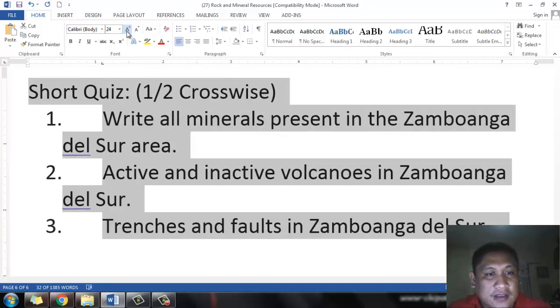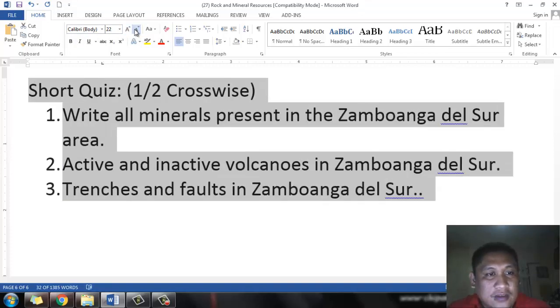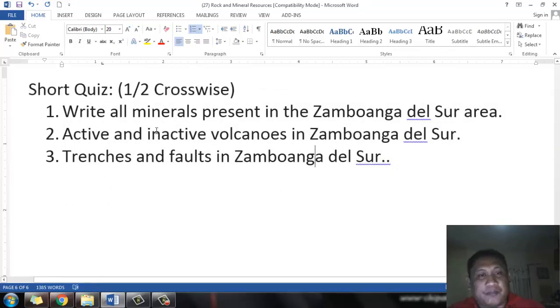Okay, you have seen the questions. You will do it, and you can write your answers in a one half crosswise. Give it to your science teacher, and I believe your science teacher will be giving you additional points for this activity. So, perhaps I have to end because I have already consumed around 43 minutes discussing this handout.